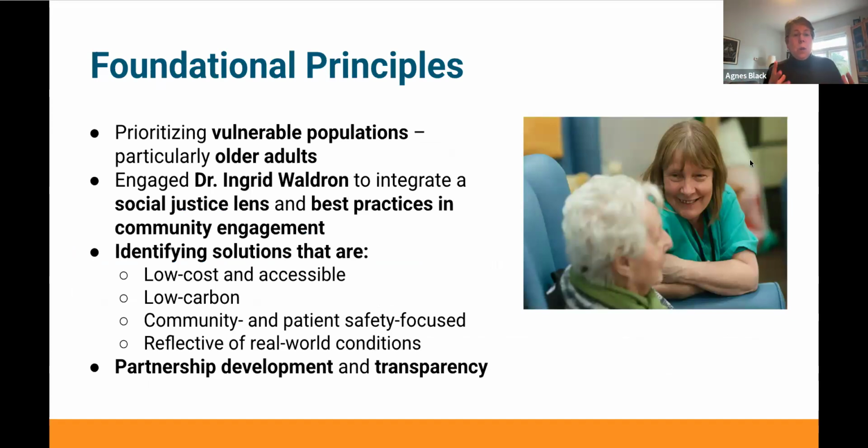So the principle the whole project is based on is prioritizing groups that are more vulnerable to indoor heat. That includes, particularly for our project, older adults, people in long-term care homes, and people, some of whom are in their own homes, but still particularly vulnerable. We've engaged Dr. Ingrid Waldron and her team, who are helping us integrate a social justice lens and also guiding our practices and how we're engaging with the communities, particularly when we're engaging with people that face a lot of structural inequity. We're trying to identify interventions that are low cost and accessible, low carbon, community and patient safety focused, and reflect real world conditions.